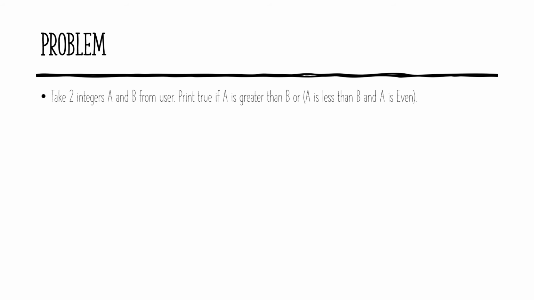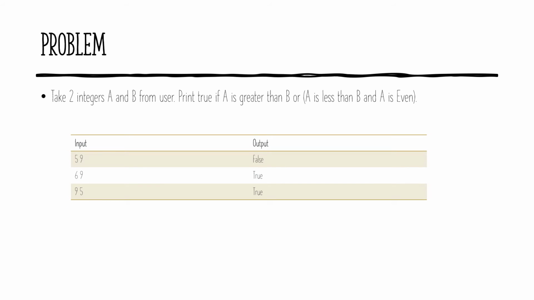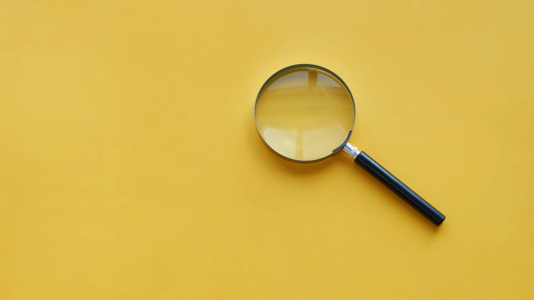Look at this problem. Take two integers a and b from user. Print true if a is greater than b or a is less than b and a is even. In first example, a is less than b and is odd, so output will be false. In next case, a is less than b but it's even, so result will be true. In last case, since a is greater than b, result will be true. Take some time and think.